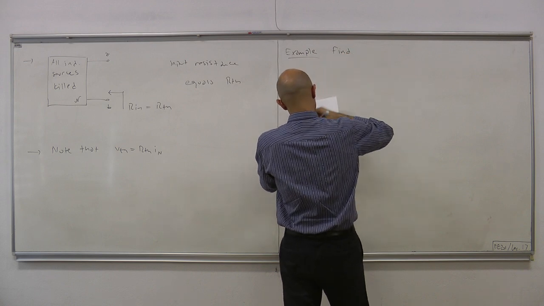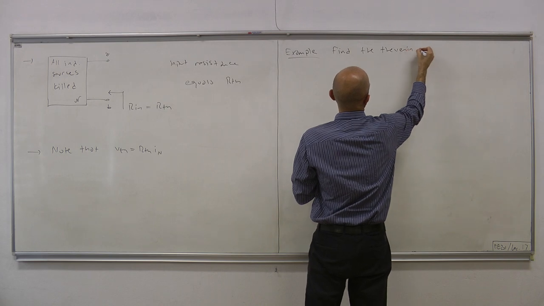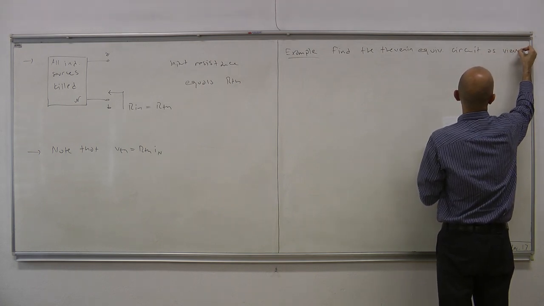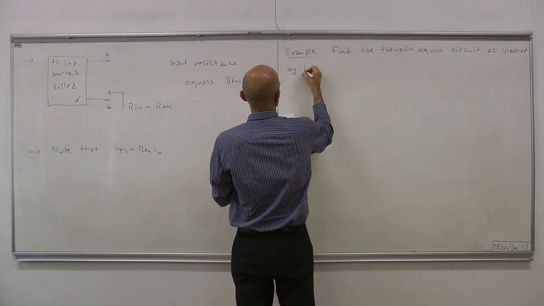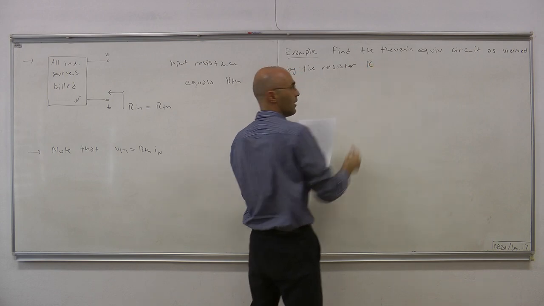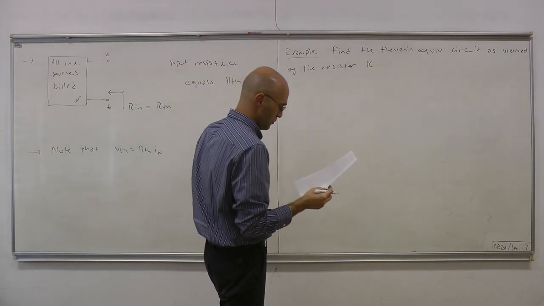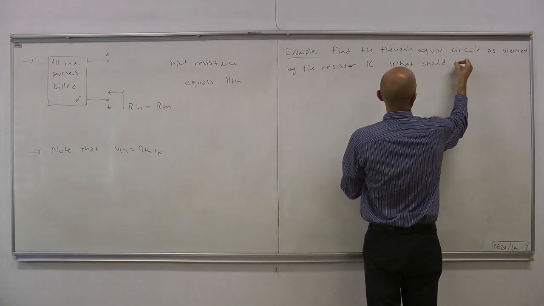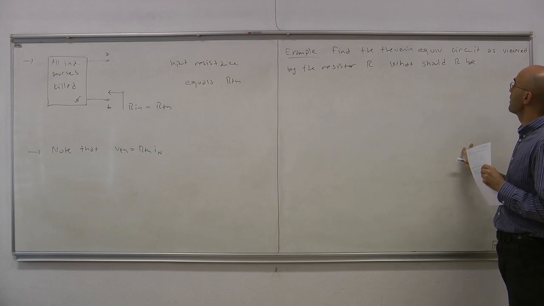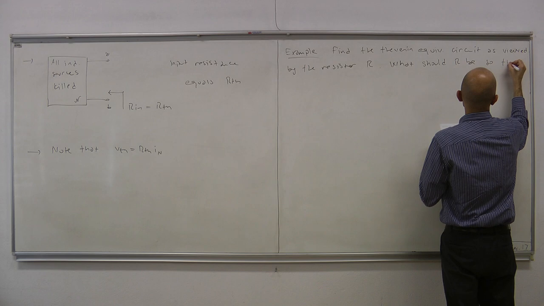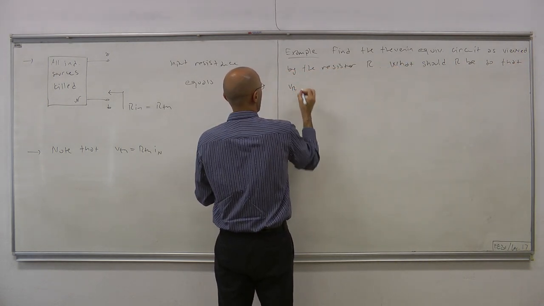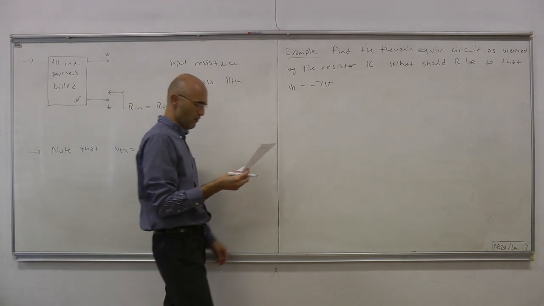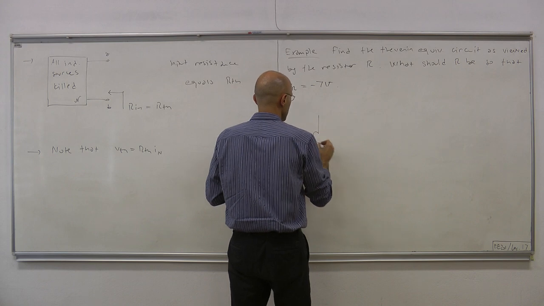Find the Thevenin equivalent circuit as viewed by the resistor R in the circuit, which I will draw soon. And what should R be? How should we choose that resistance so that the voltage across its terminals equals this given design value, let's say minus 7 volts? Okay. Now, the circuit that we're talking about is the following.